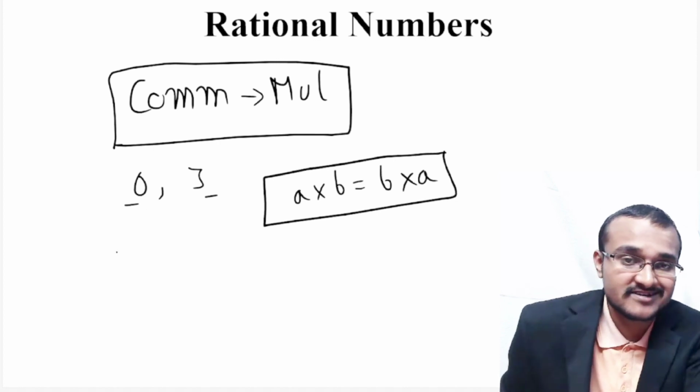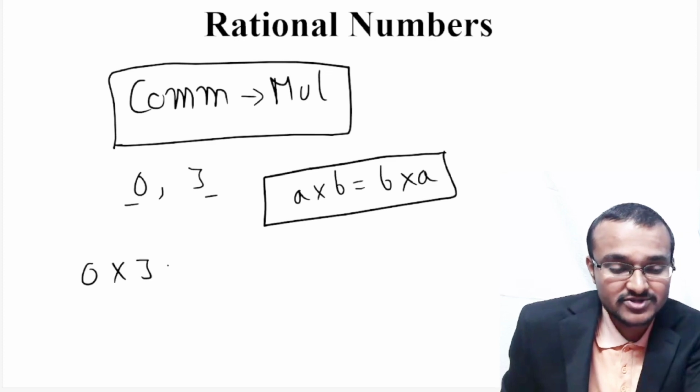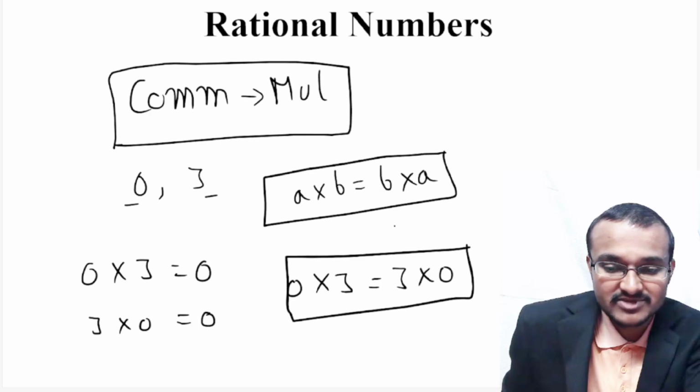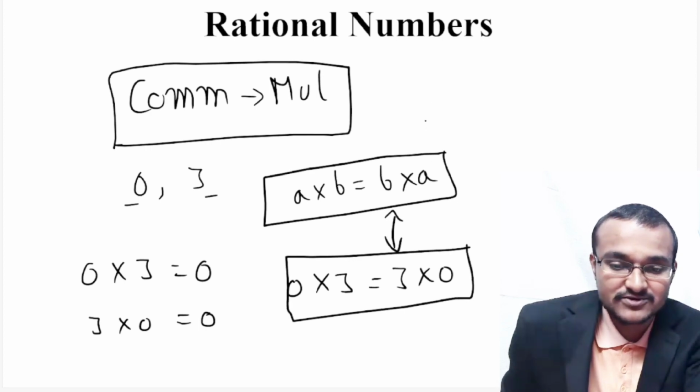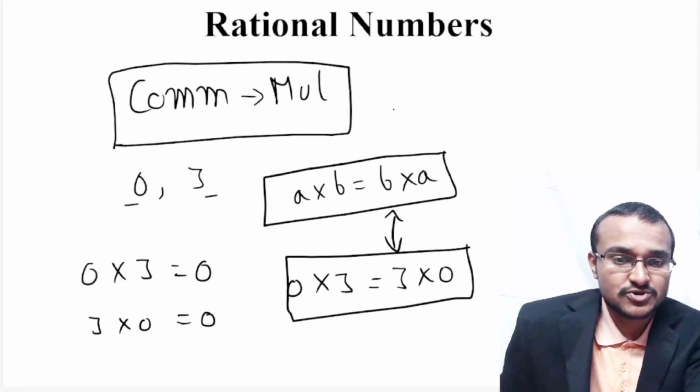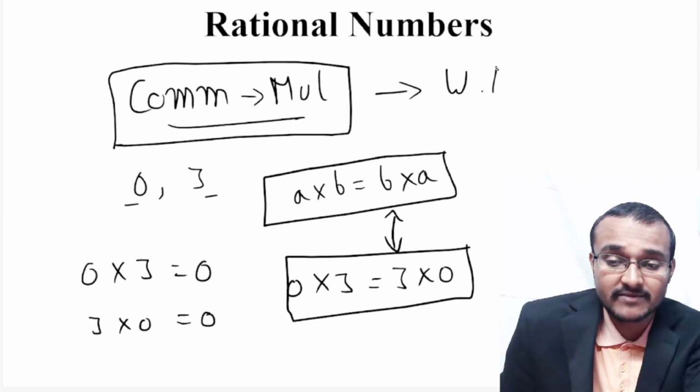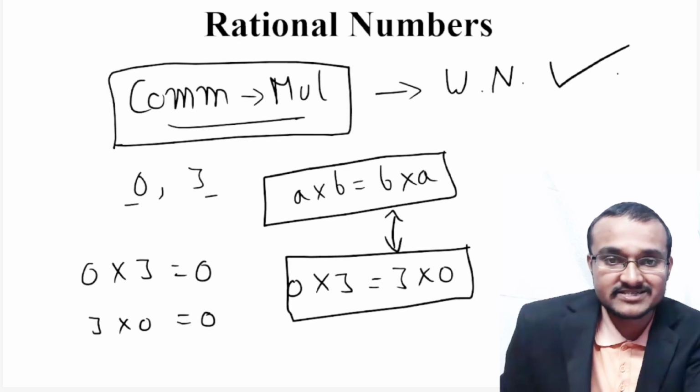So if 0 and 3 are two whole numbers, then 0 into 3 will be 0. 3 into 0 is also 0. That means 0 into 3 is equal to 3 into 0. So these whole numbers are satisfying the condition a into b is equal to b into a. So here also commutative property under multiplication for whole numbers is satisfied.